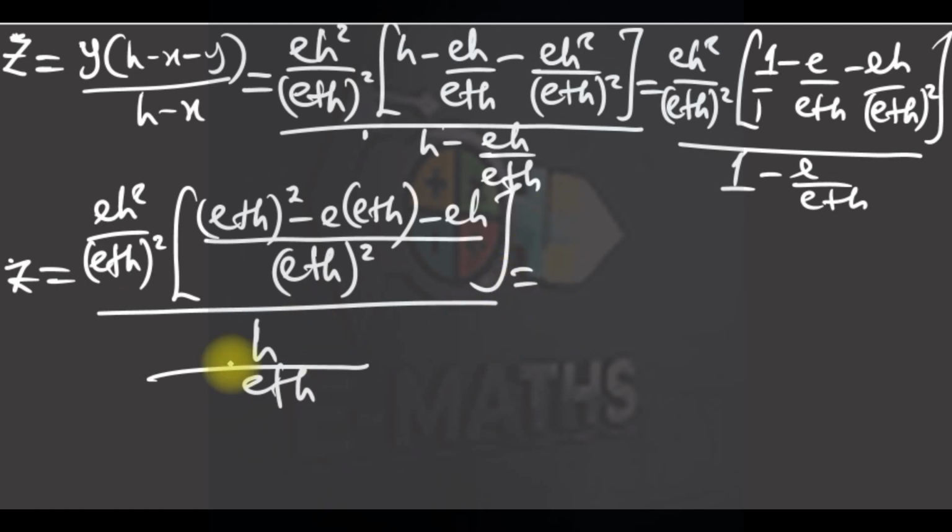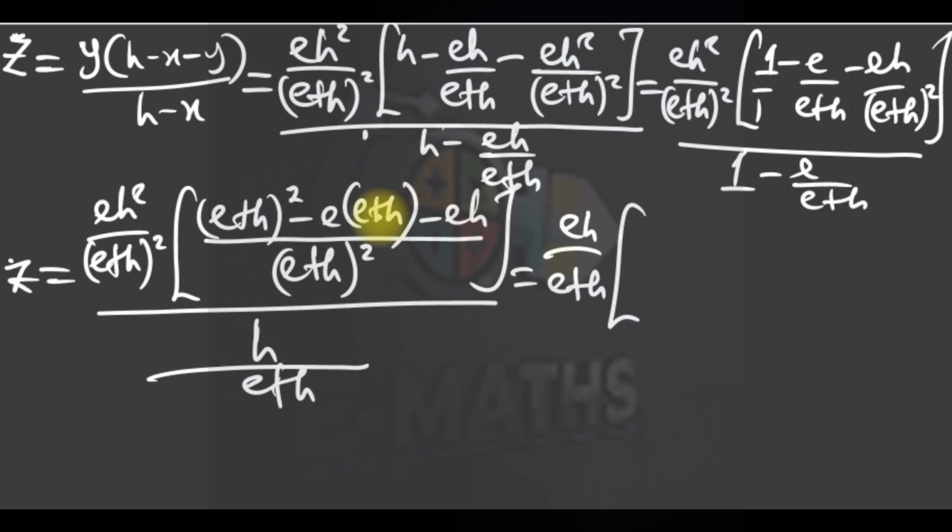So this is equal to, as you can see, h over e plus h, so we are left with 1, so we are left with eh over e plus h. This is gone, 1, 1, 1, 1. So we're left with that.